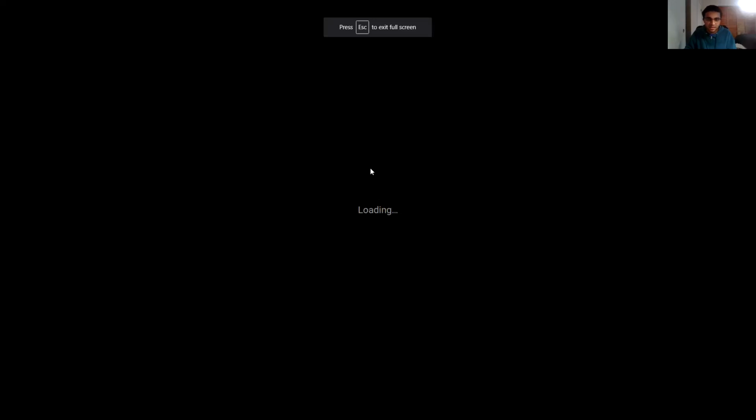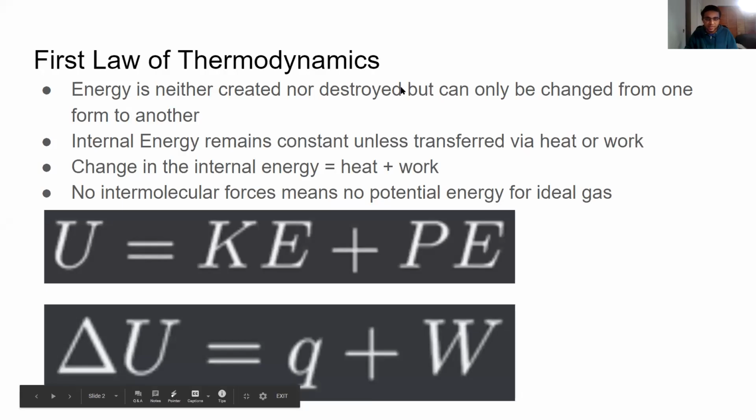So now we'll review the first law of thermodynamics. The first law of thermodynamics is that energy is neither created nor destroyed, but can only be transferred from one form to another. Right here you can see on the slide, it just loaded up. And so the internal energy remains constant unless transferred via heat or work, is what the second equation is saying. The first equation is just the definition of internal energy. It's kinetic energy plus potential energy.